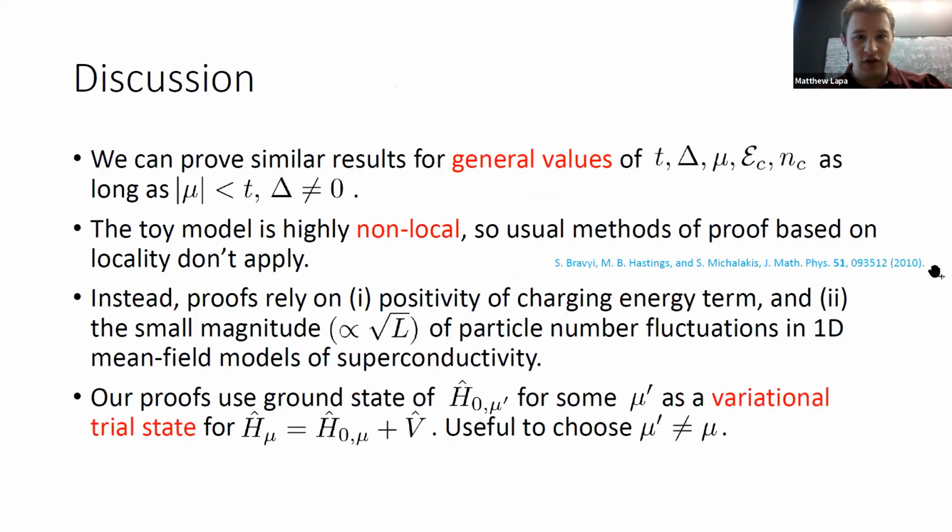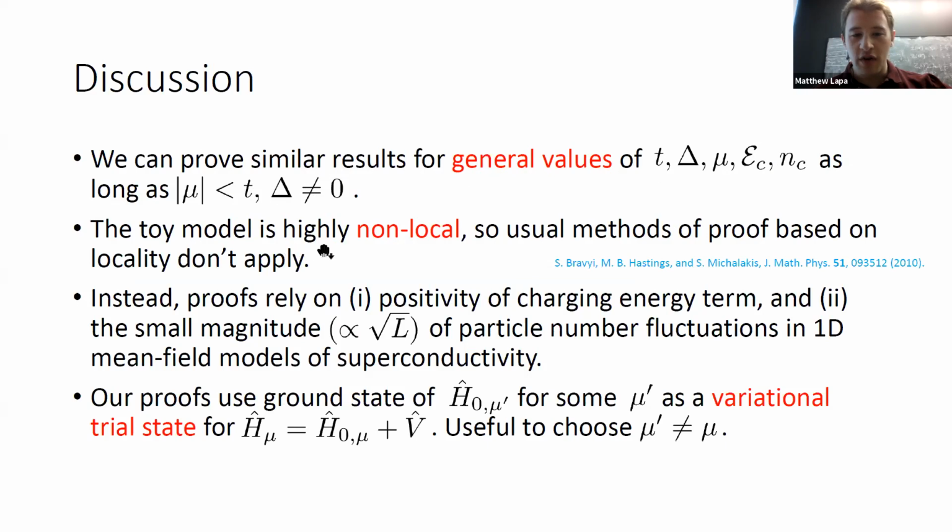Now let me give some general discussion of these results. I presented the results in a very special case, but actually we can prove similar results for very general values of all of the parameters appearing in this Hamiltonian, as long as we assume that t, delta and mu are within the bounds of the mean field topological phase. So as long as the absolute value of mu is less than t and delta is non-zero, there's a very large range of all these parameters where you can prove stability results like this.